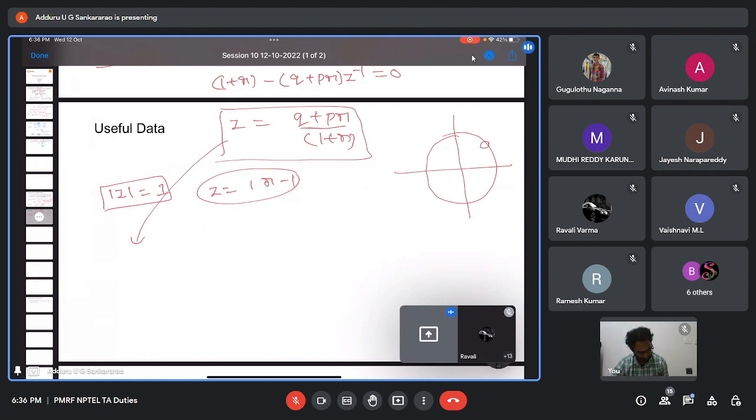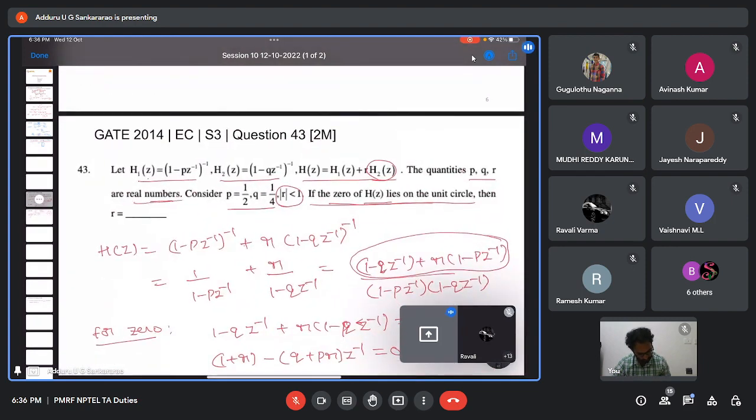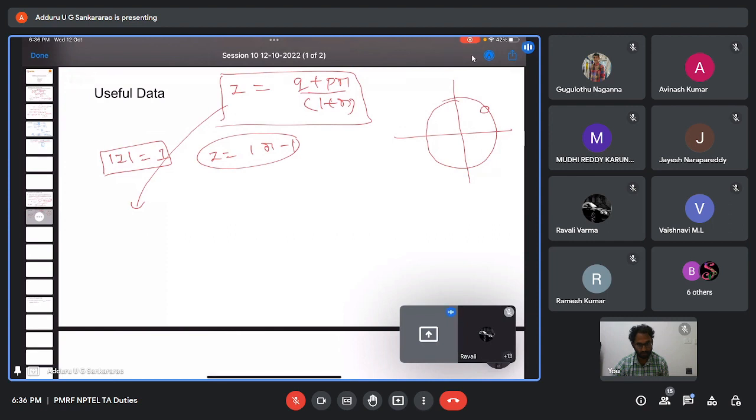So find out the mod z here. Since it's a real quantity, clearly it is given that P, Q, R are real numbers. So mod z equal to 1 is nothing but the unit circle. Since all are real, the zero can be at plus 1 or minus 1. Okay, so Q plus PR by 1 plus R can be 1, or Q plus PR by 1 plus R can be minus 1.